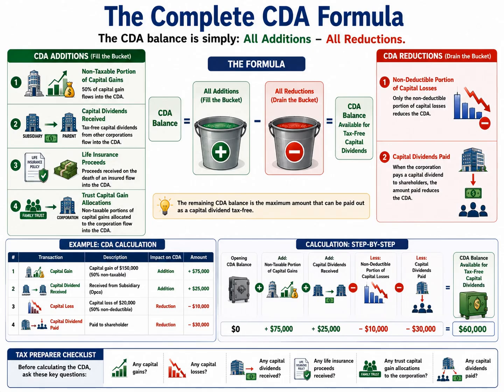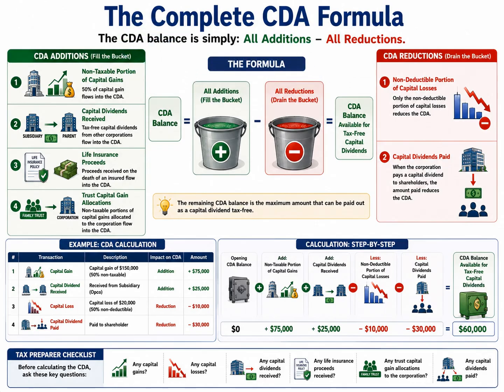Now that we've seen what increases the capital dividend account and what decreases it, we can bring everything together into one simple formula. At its core, the CDA calculation is straightforward. The CDA balance equals all additions minus all reductions. Think of it like a bucket. Every qualifying tax-free amount fills the bucket. Every reduction drains the bucket. And whatever remains is the amount that may potentially be distributed to shareholders as a tax-free capital dividend.